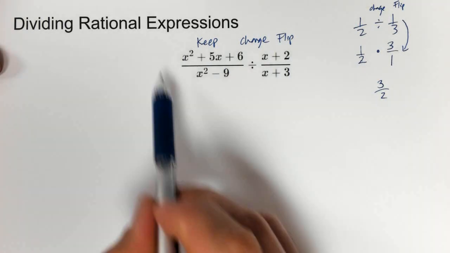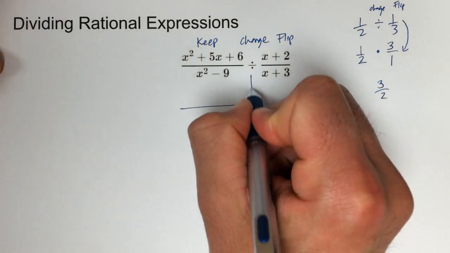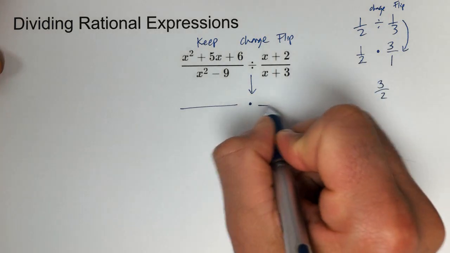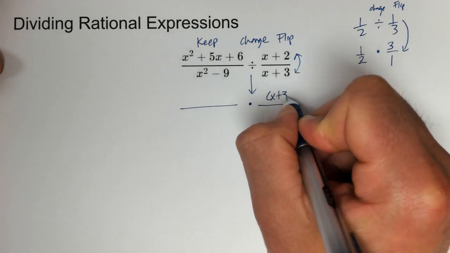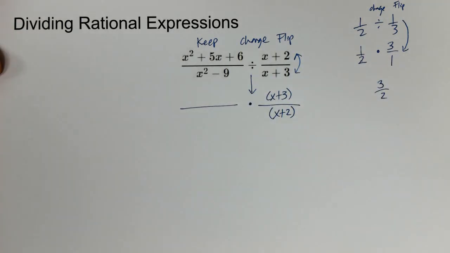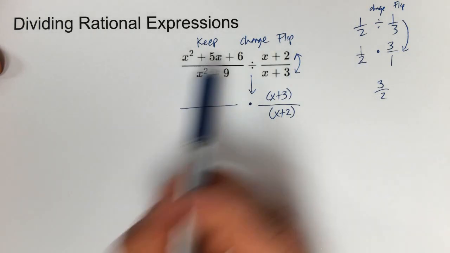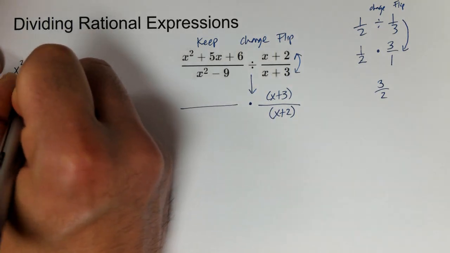And we're going to do the same thing here. We're going to keep this fraction the same, change it to multiplication, and then flip this other one. x plus 3 on top, and x plus 2 in the bottom. Now, just like we did earlier with multiplication, we wanted to factor the quadratics. So we're going to factor this piece right here. Let's factor the top. X squared plus 5x plus 6.